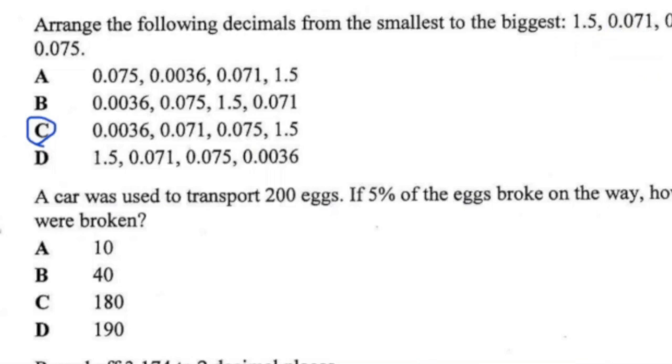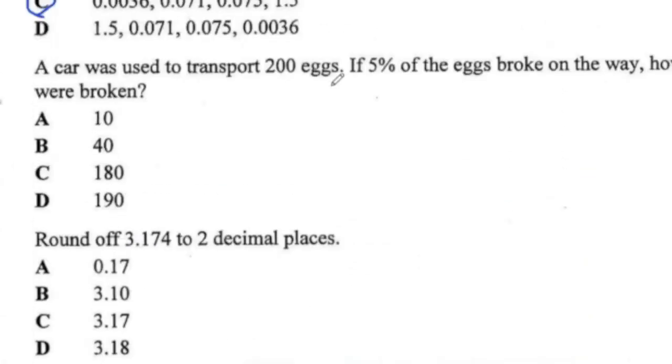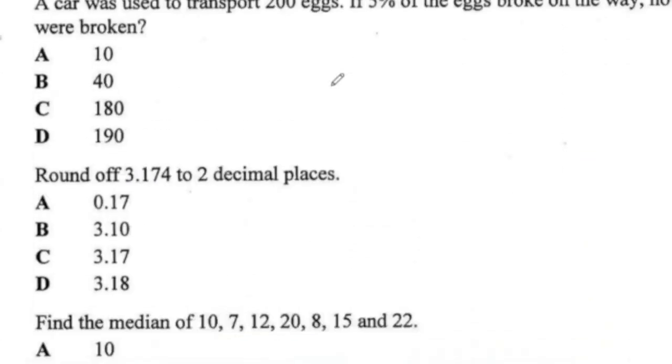Okay, so we go to the next question, which is question 46. A car was used to transport 200 eggs. If 5% of the eggs broke on the way, how many were broken? So this is just the same as the one we did there. We're going to write 5, and percent means out of 100, so we're going to write 5 out of 100 times 200.